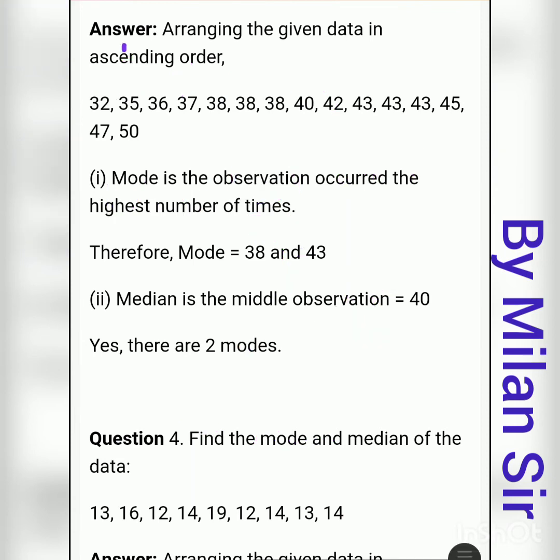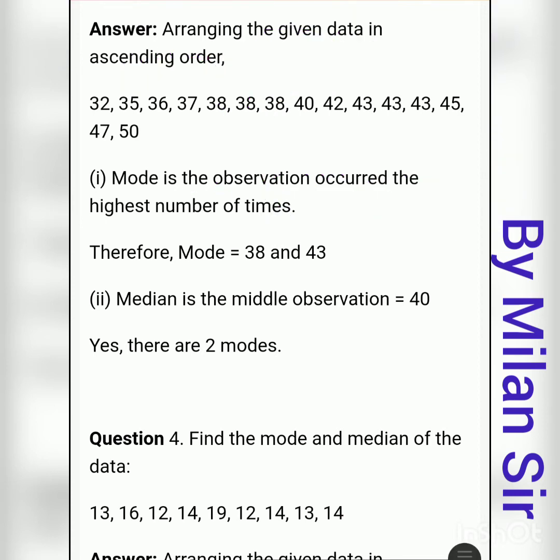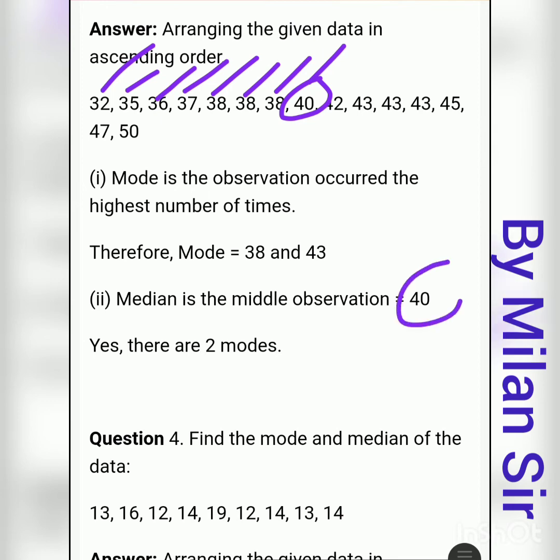Again, for finding out the median, we need to put the formula (n plus 1) by 2th observation. n is equal to 15, 15 plus 1 is 16, by 2, 8th observation. So just count here: 1, 2, 3, 4, 5, 6, 7, 8. On the 8th position we have the answer 40, so median is equal to 40.